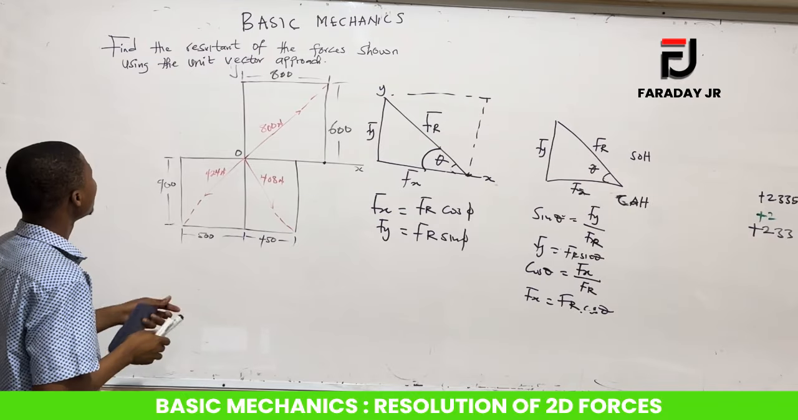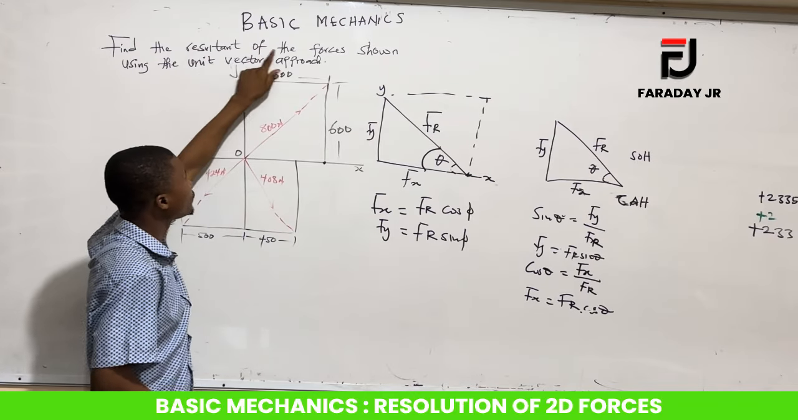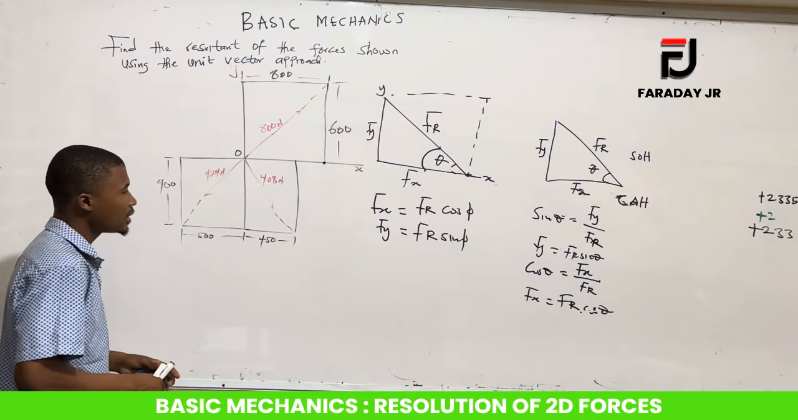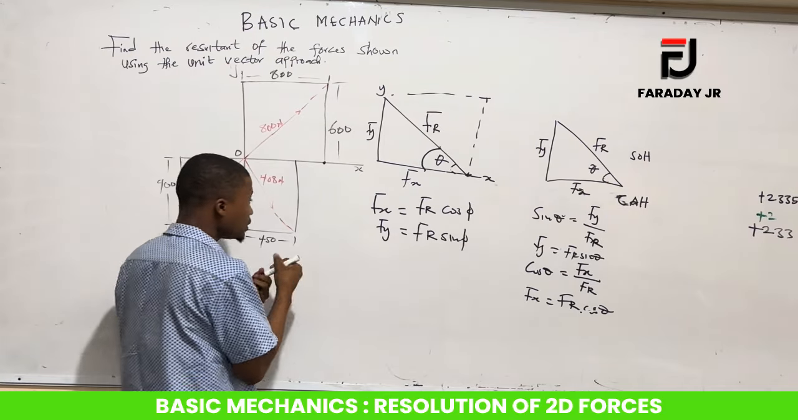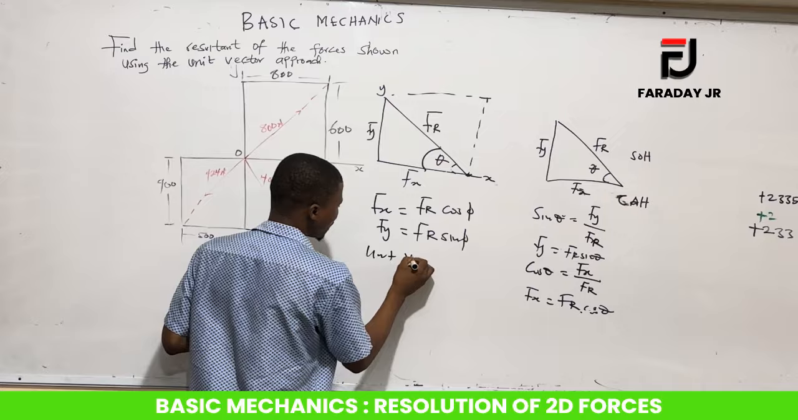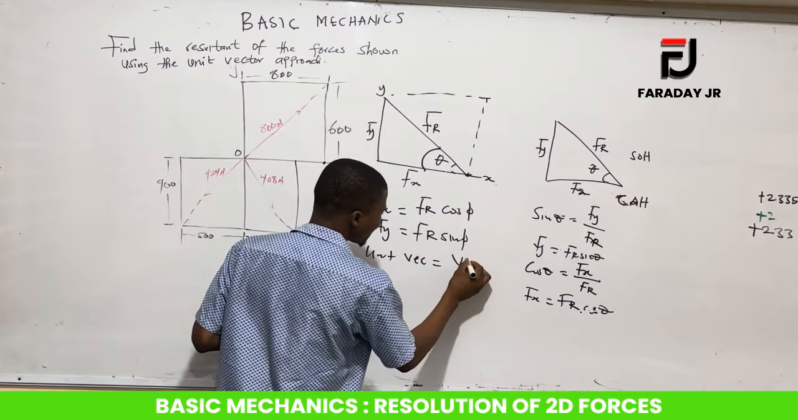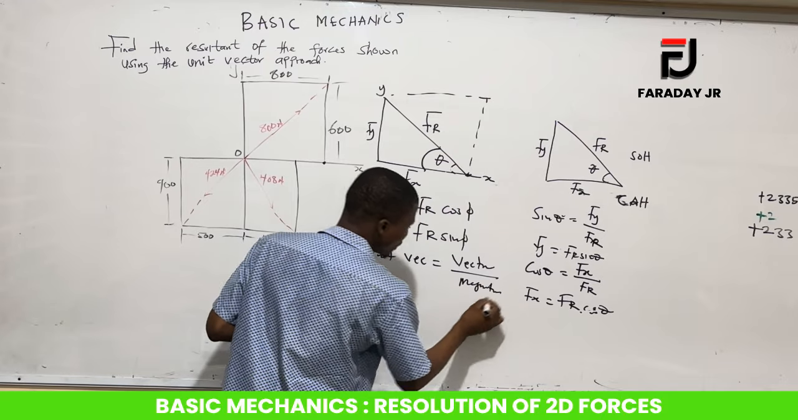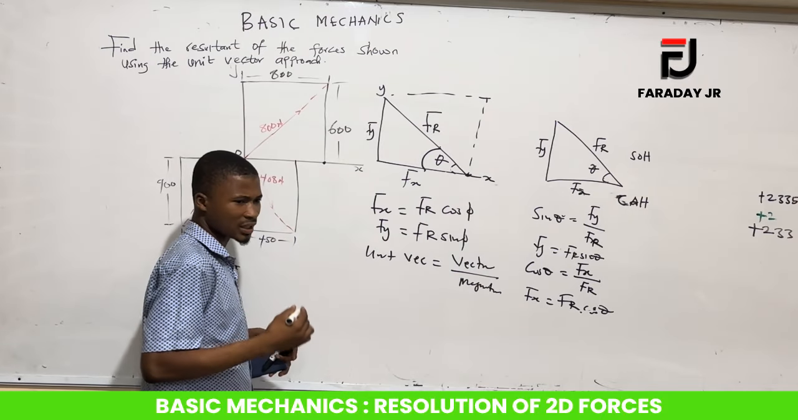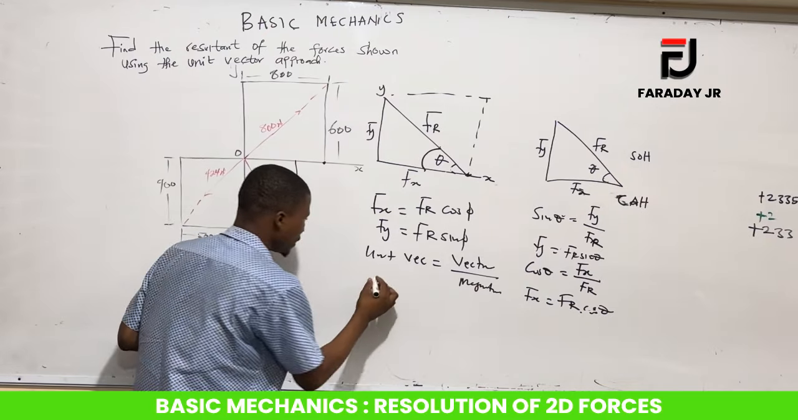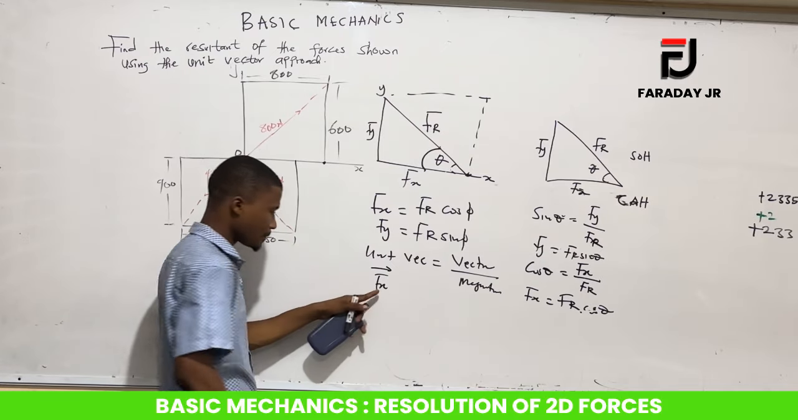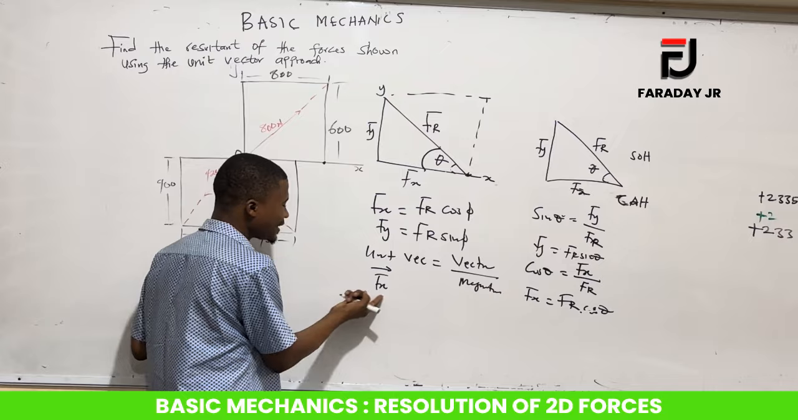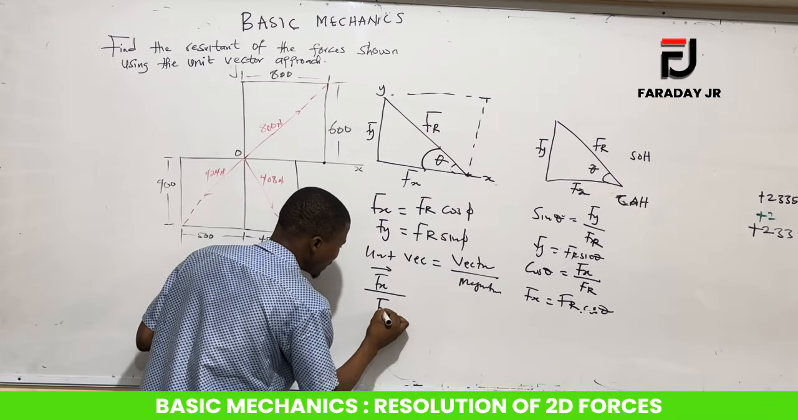The question says: find the resultant of the forces shown using the unit vector approach. Now, when we say unit vector, a unit vector is the same as a vector divided by its magnitude. Let's say you have F of x at a certain plane, this is a particular vector. So anytime they say find the unit vector, that means I take the force itself and divide by the magnitude of that particular force.